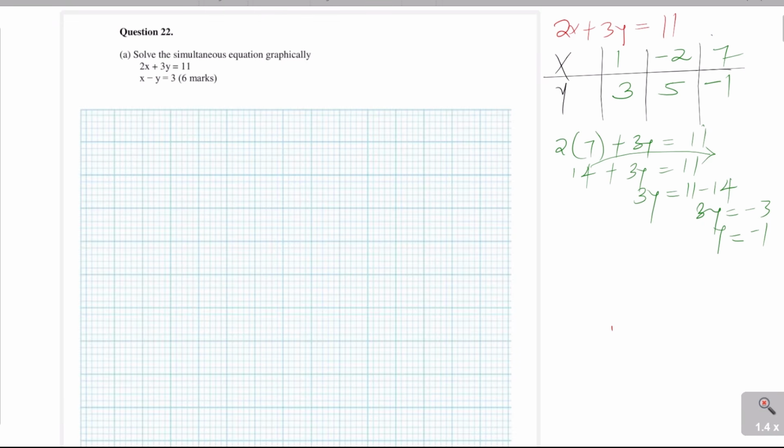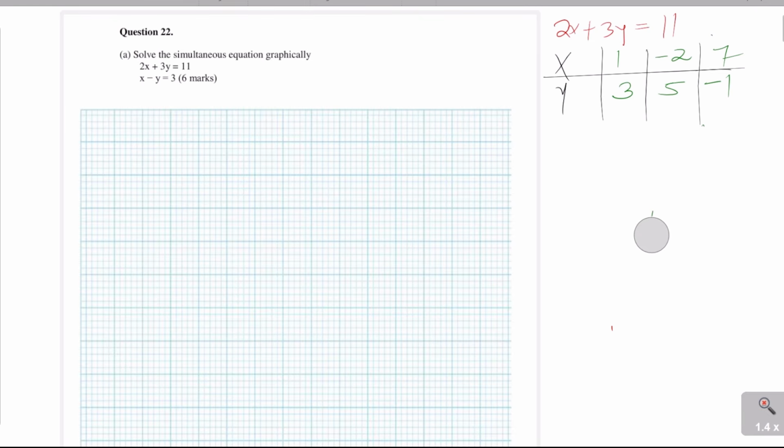Now let's go to the other one. And the other one is quite easy. So the other equation is x subtract y equals 3. So again, choose the values of x and y, 3 of them. So these ones are easy.